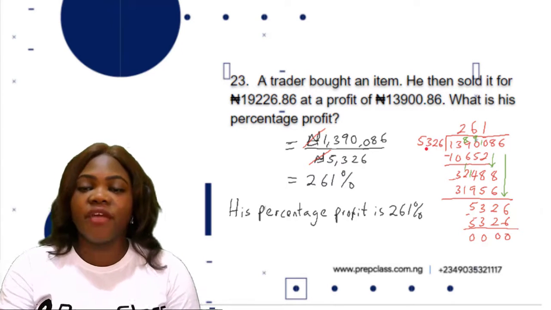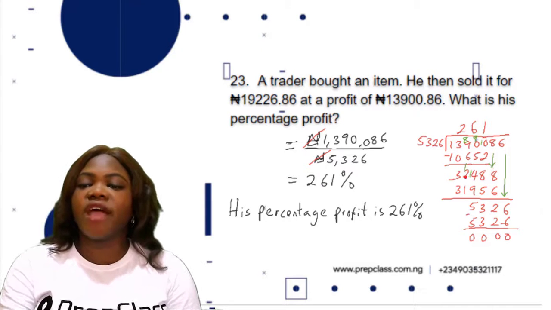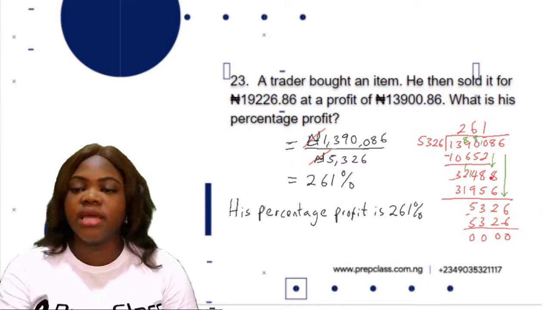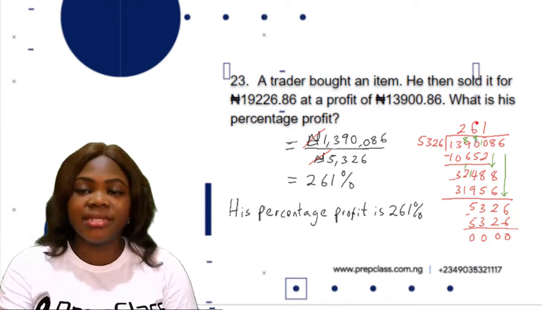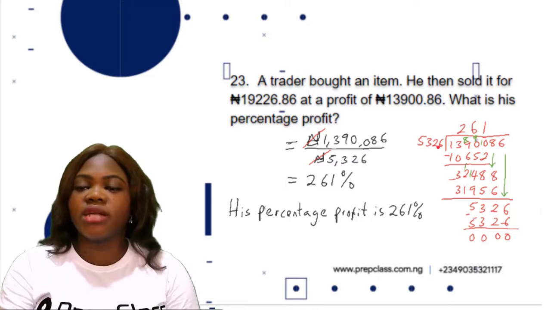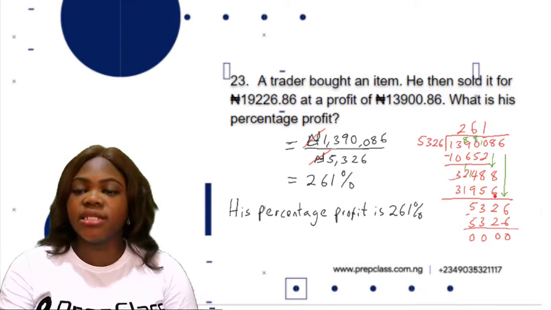3,248 is not divisible by 5,326. So we have to drop down the next digit. So now we have 32,488. 32,488 divided by 5,326 is 6. 6 times 5,326 is 31,956. 8 minus 6 is 2.